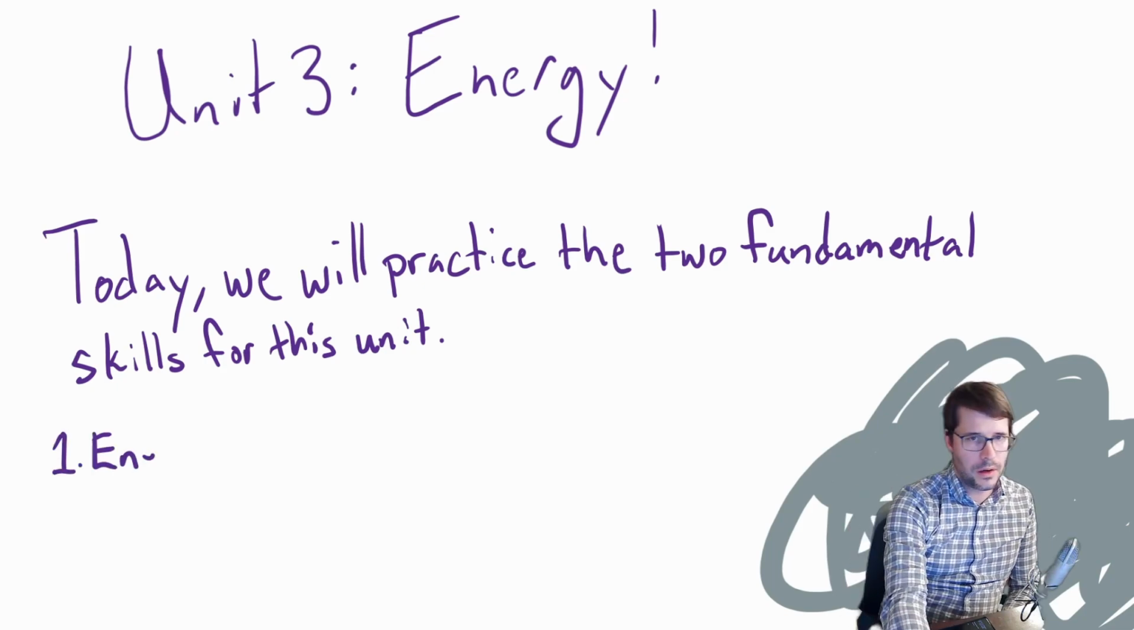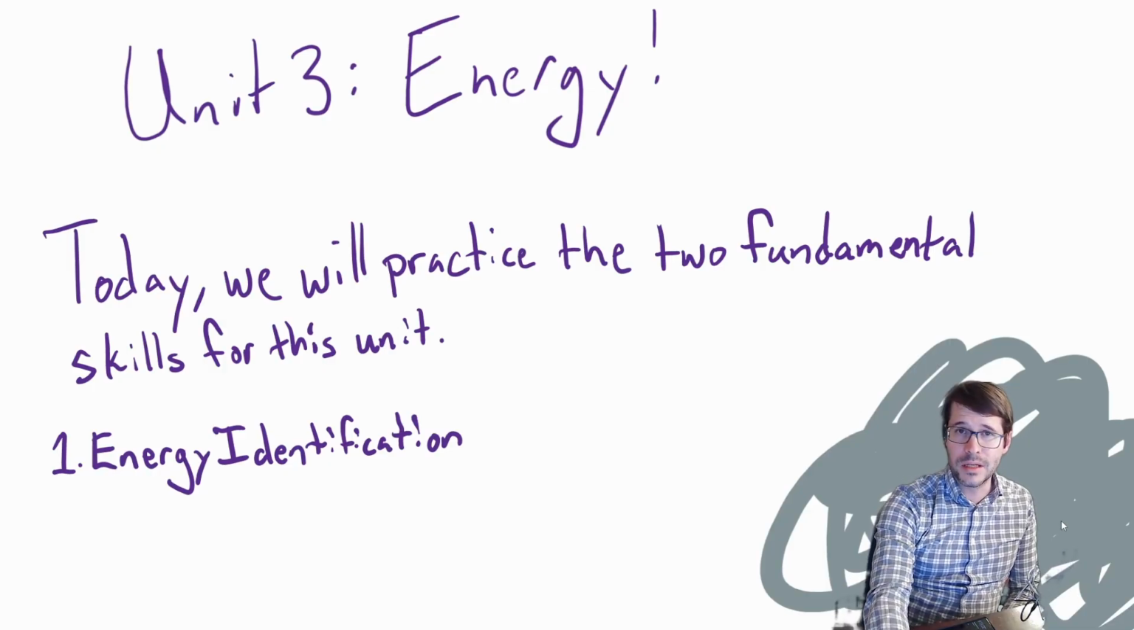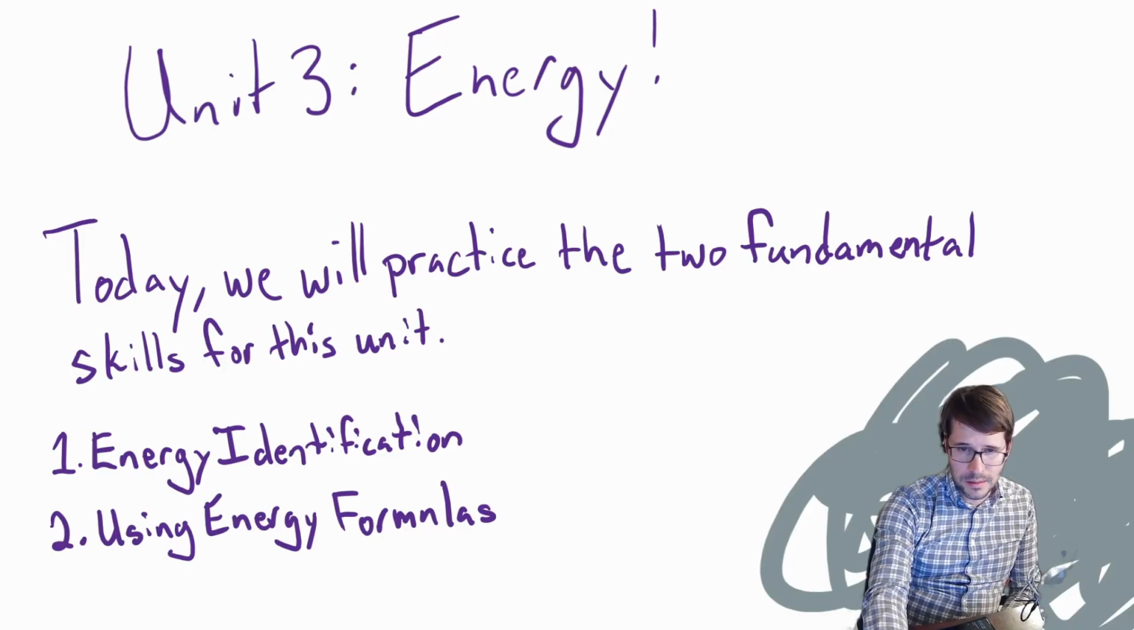The two skills are energy identification. What this means is which kinds of energy are present at any particular moment in a situation as you look at what's happening. And the second one is using energy formulas. We're going to plug numbers into them, do some basic math, and just solve things. It's the equations I think you won't have much trouble with either.